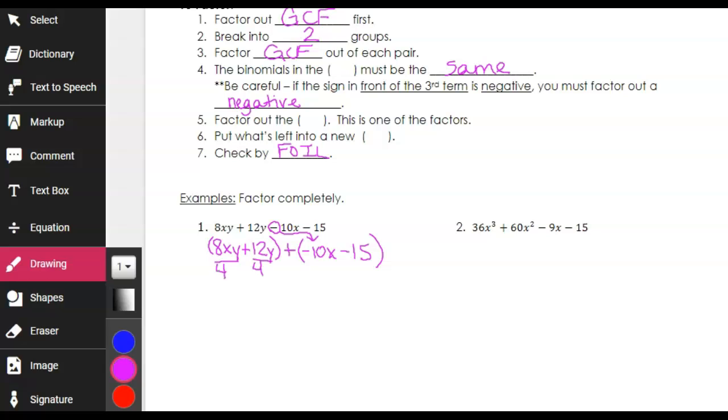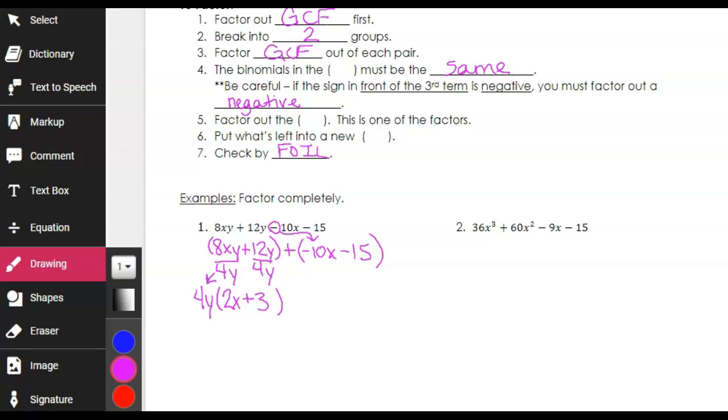And if I look at the variables, the first term has xy, the second term has y. That means that they both have a y that they could give up. So the 4y comes out, and what's left over remains in parentheses. 8 divided by 4 is 2. X remains, and y divided by y becomes 1, so we don't write it. Plus, 12 divided by 4 is 3, and the y is divided out. So y divided by y is 1, we don't write it.